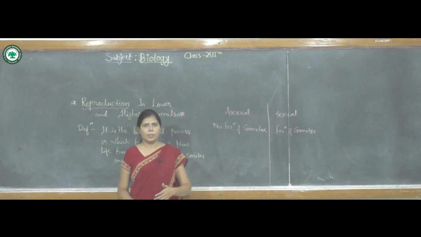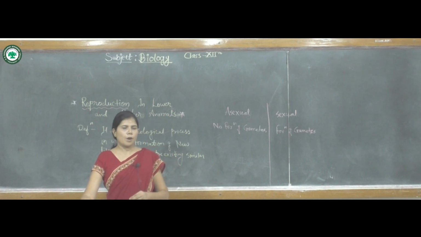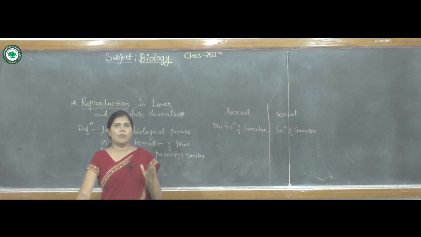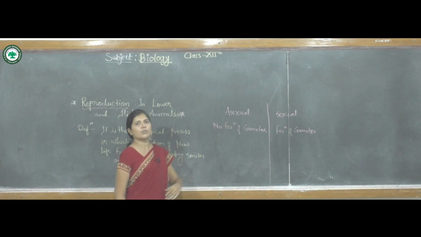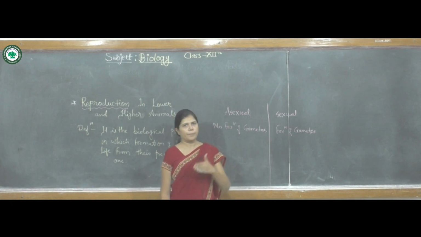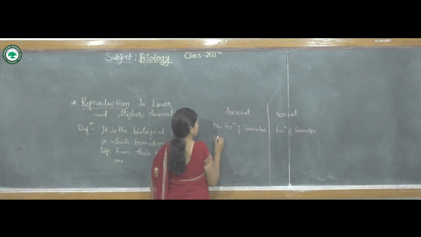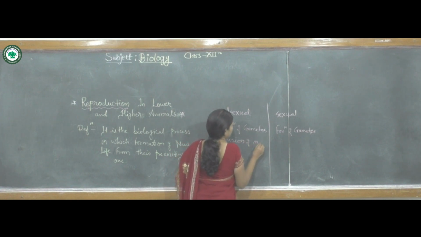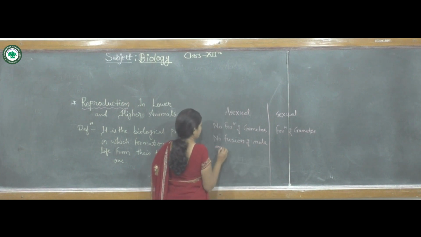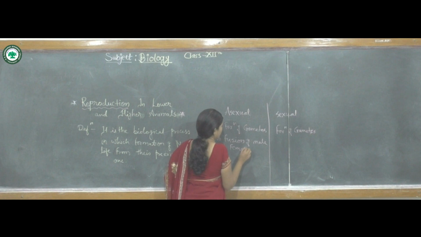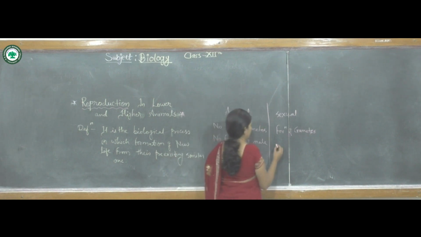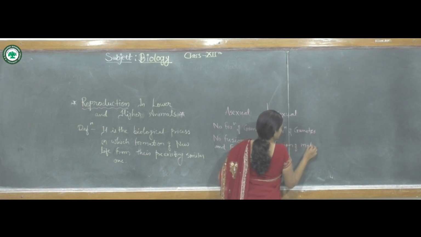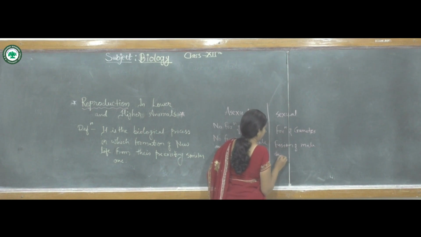Again, in asexual reproduction there is absence of fertilization. Absence of fertilization means there is no fusion of male and female gamete. But in sexual reproduction, there is the fusion of male and female gamete.